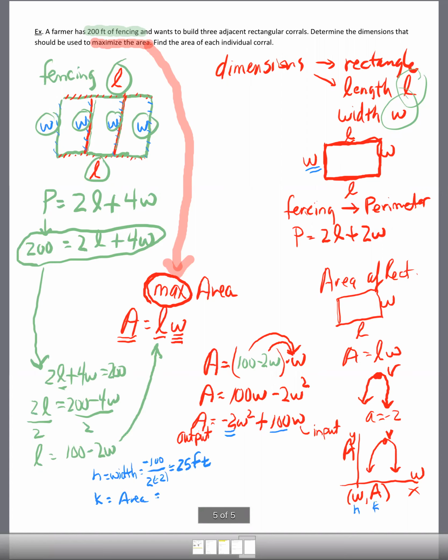I'm going to go back to my formula. Area was equal to -2 times W, which is 25, we'll square it, plus 100 times 25. And when you do the calculation on your calculator, negative 2 times 25 squared plus 100 times 25, hopefully you got 1,875.